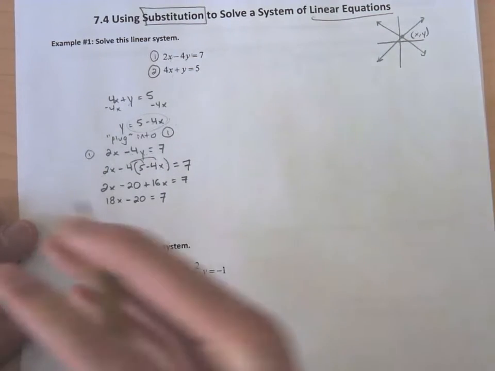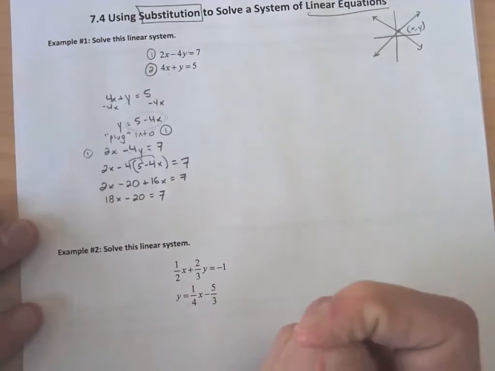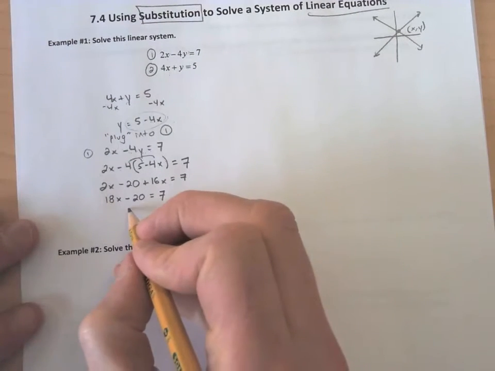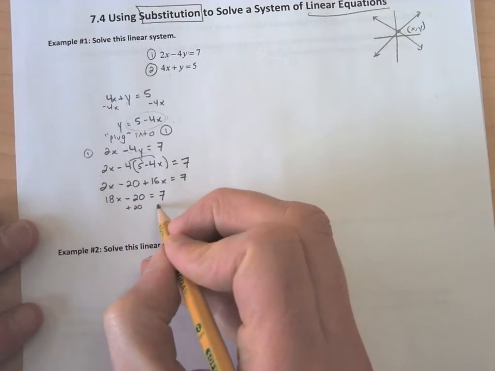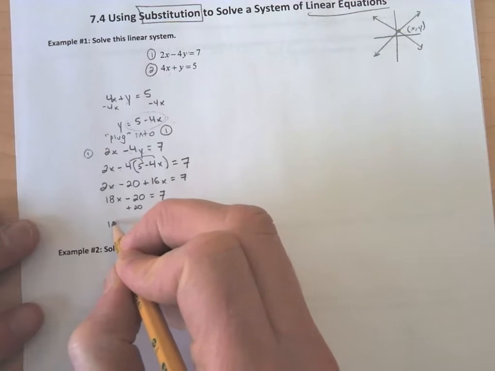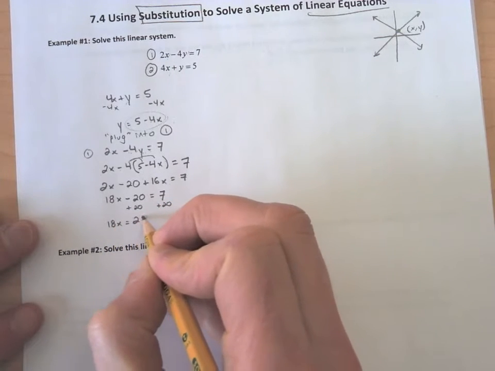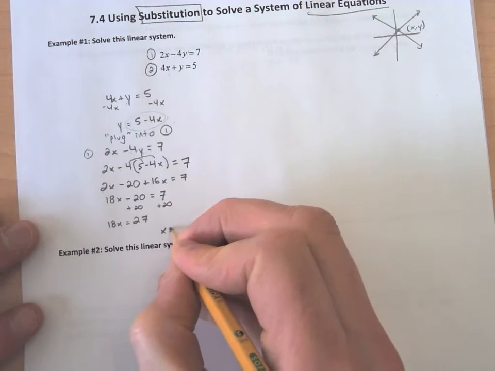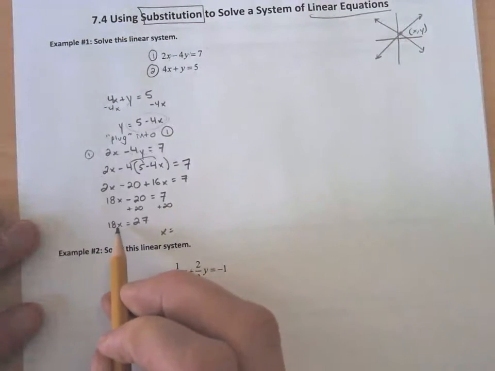So that's a little more simple. Let's get x by itself because we want to solve for what x is. So we're going to add 20 to both sides, and we get 18x equals 27. And then last of all, we have to divide by 18 to solve for x.